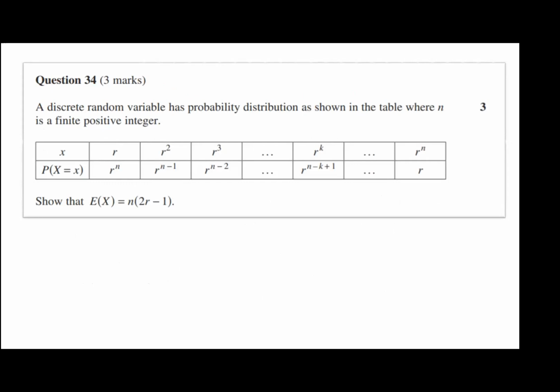So the last question here was a great question, which really mixed a few topics together very well. It is a show that question, and we're looking at quite a few topics and quite complicated algebra in this question. A discrete random variable has a probability distribution as shown in the table, where n is a finite positive integer, and then we have to show the expected value is equal to n times 2r minus 1.